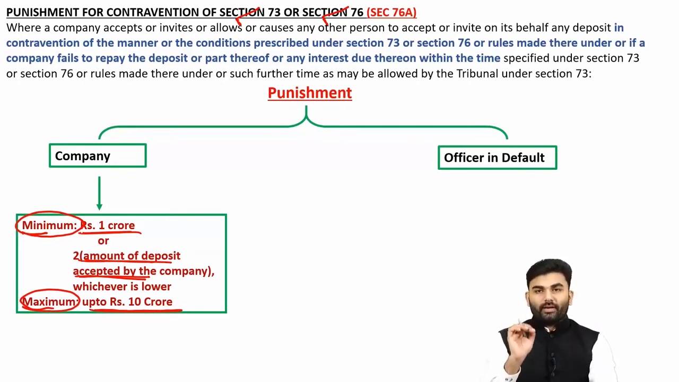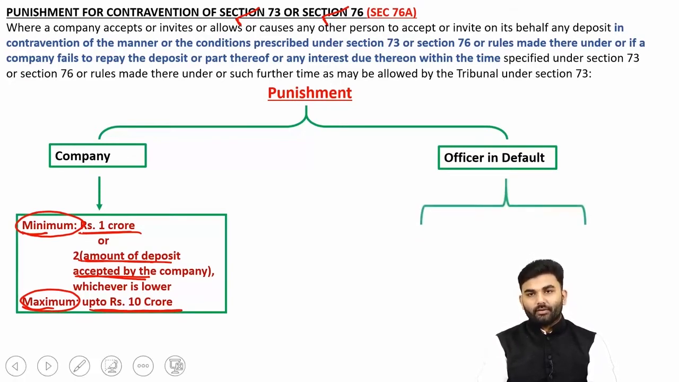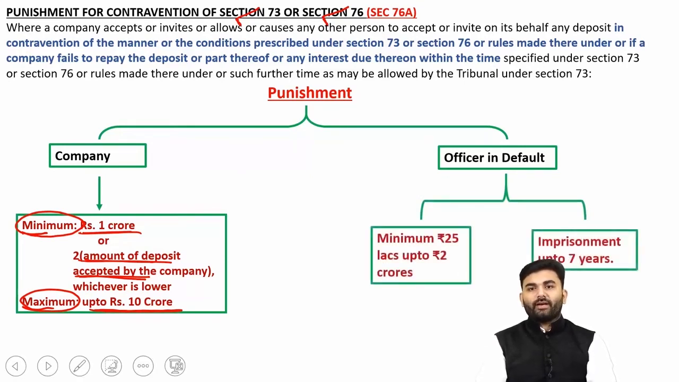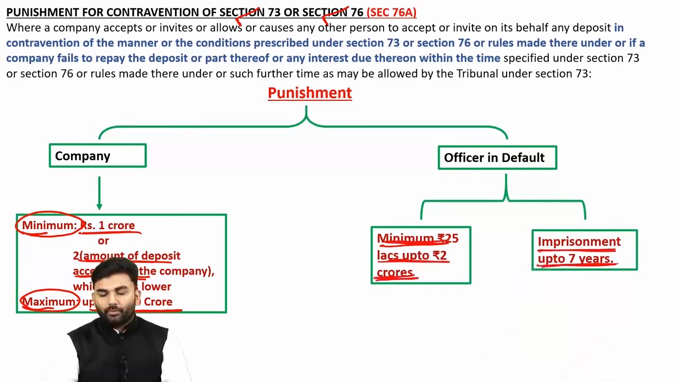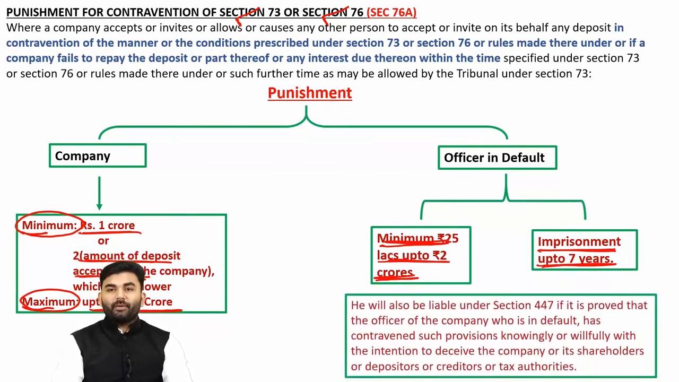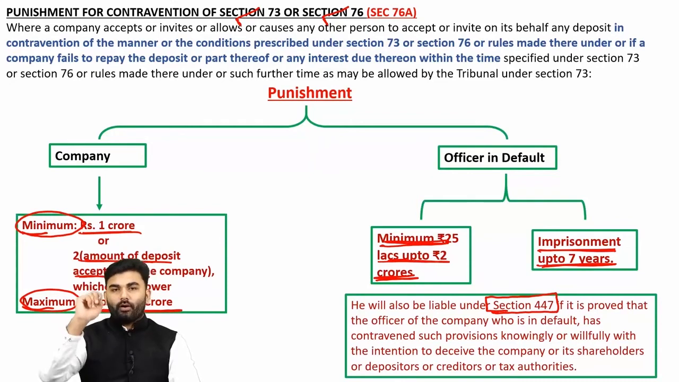The lawmaker over here says that officer in default will be asked to go for an imprisonment up to 7 years. Along with it, the officer in default will also be asked to pay a minimum penalty of 25 lakhs up to 2 crores. If the officer in default is proved to be guilty of fraud, then yes, he will also be asked to go for the penalty under section number 447, which deals with penalty for fraud.